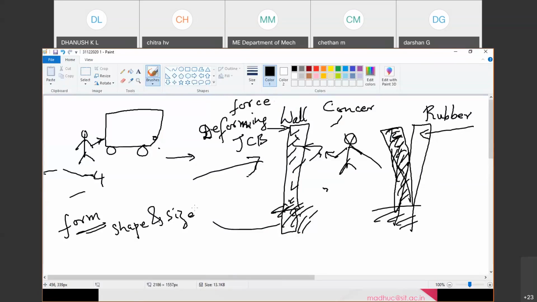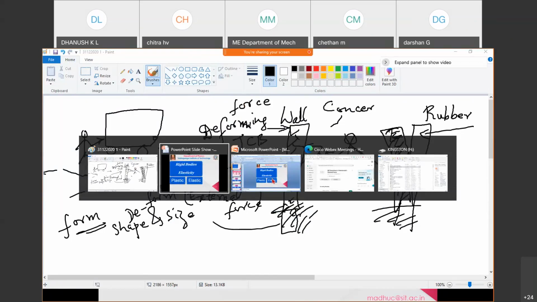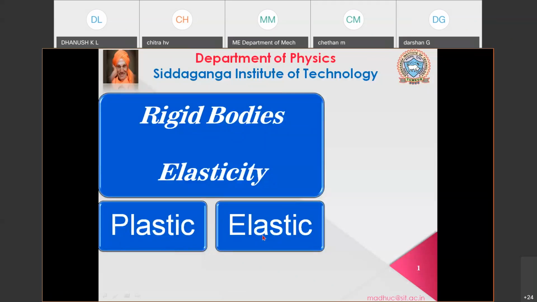What you're trying to do here is apply some force and try to change the shape and size. So this is why it is called deform. Deform means you have to change its shape and size. Deforming force, whatever external force, in some textbooks they will use this word. Deforming force is nothing but the external force. So now you're trying to deform, which means changing the shape and size by applying some external force.